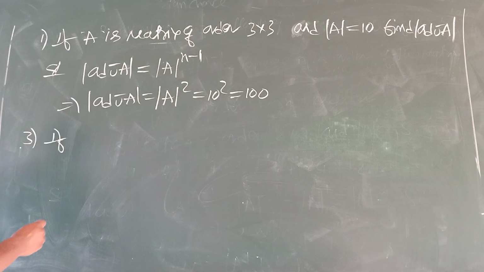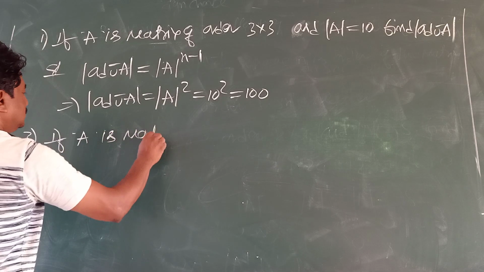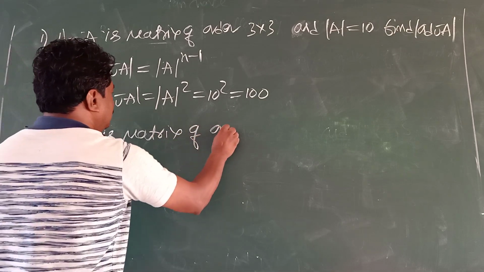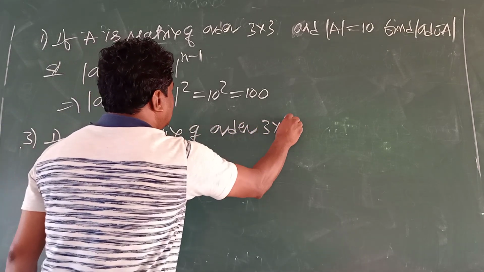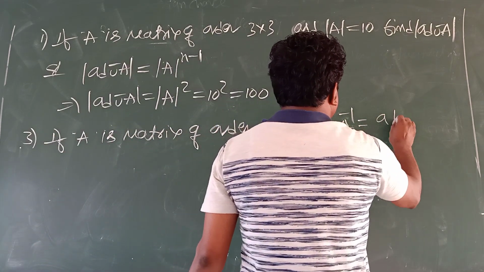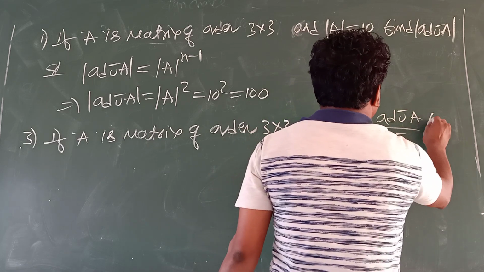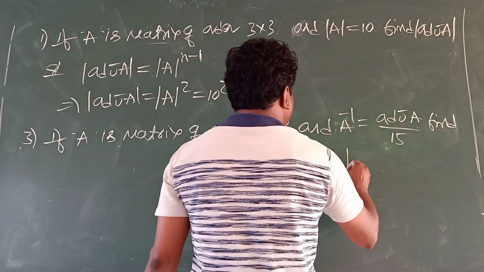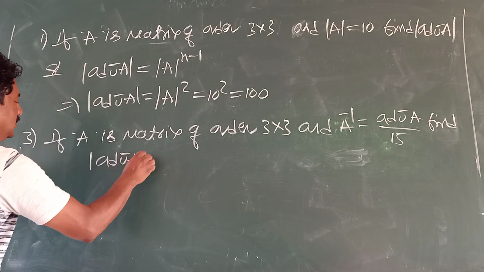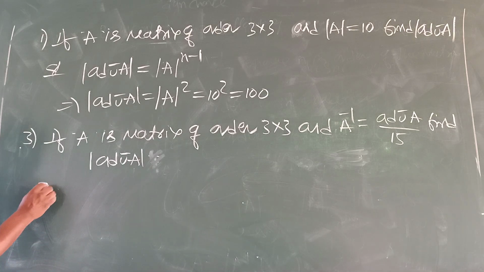If A is a matrix of order 3 cross 3 and A inverse is equal to adjoint A by 15, find determinant of adjoint A. It's such an easy question, students. As usual, solution.